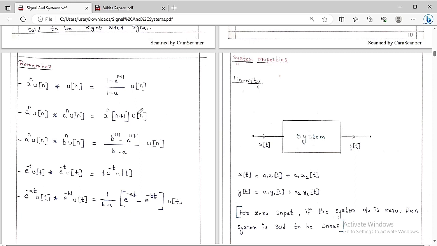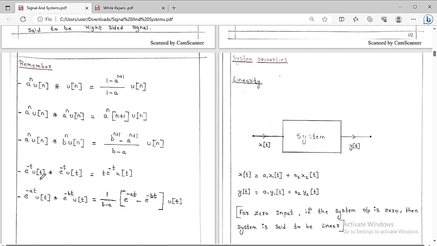So that is the reason I recommend you remember all these things. If any question comes in this format, we can solve it in a fraction of a second. a to the power of n u of n convolution of u of n is equal to 1 minus a to the power of n plus 1 by 1 minus a into u of n. Then a to the power of n u of n convolution of a to the power of n u of n is equal to a to the power of n into n plus 1 into u of n. And a to the power of n u of n convolution of b to the power of n u of n is equal to b to the power of n plus 1 minus a to the power of n plus 1 by b minus a into u of n.